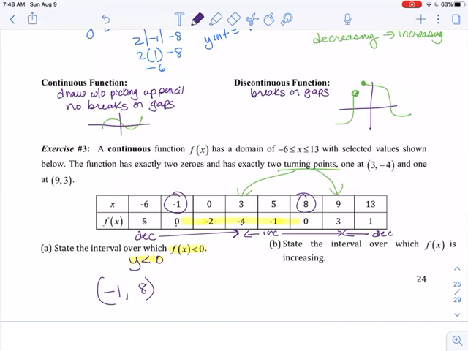All right. So I want to know, state the interval over which it's increasing. So it's increasing from 3 to 9. Okay, so here's where my increasing is right in here. All right, but again, I'm not including the 3 and I'm not including the 9 because that's sort of my turning point. All right, and that was lesson 8. So we got one more lesson in this unit.